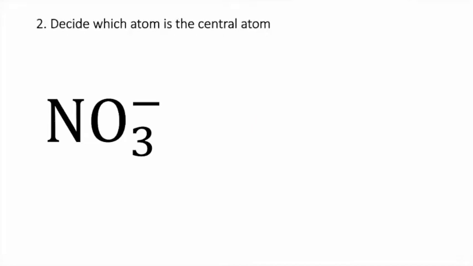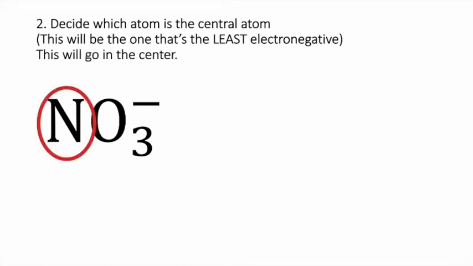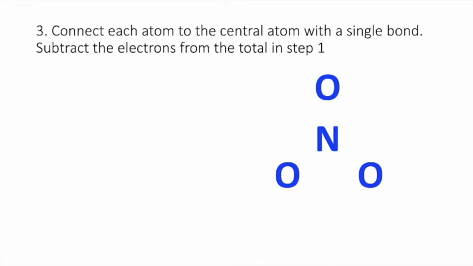Now let's try to figure out which atom is going to be the central atom, and this is going to be the one that's the least electronegative. So this will be nitrogen, which is less electronegative than oxygen. So we're going to go ahead and put it in the center and put our oxygens around it. Now the next thing we need to do is connect each atom to the central atom with a single bond. We'll do it like this.